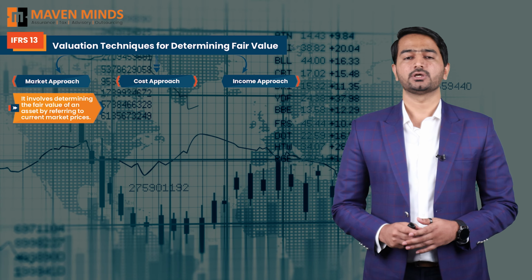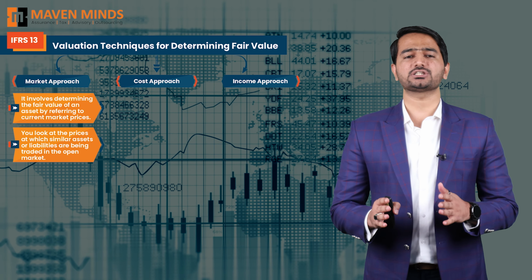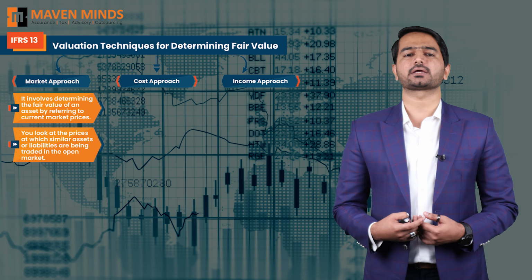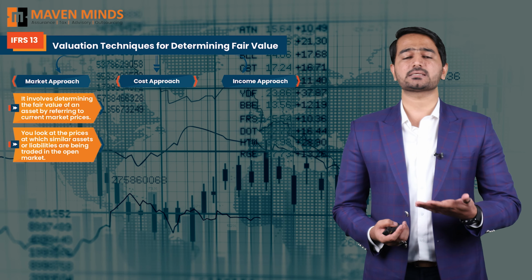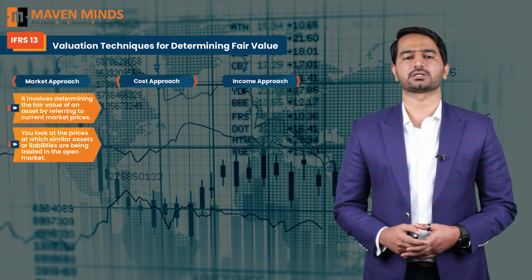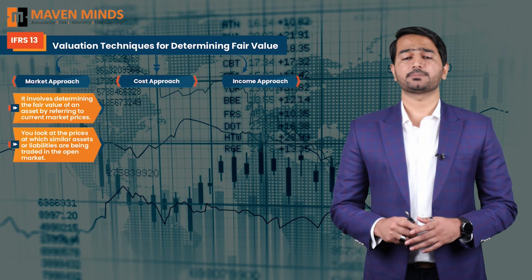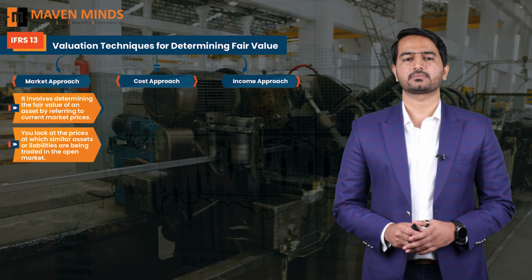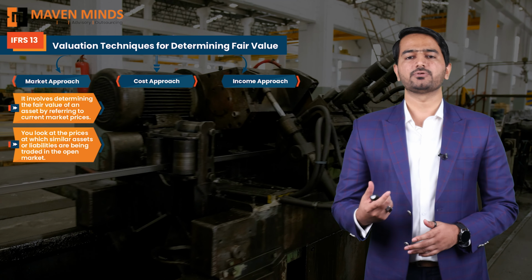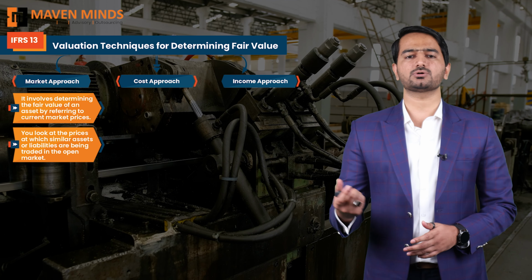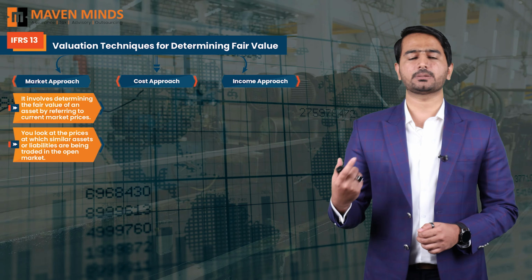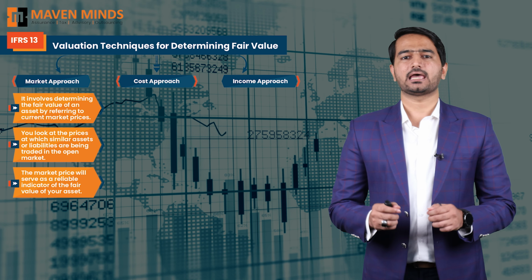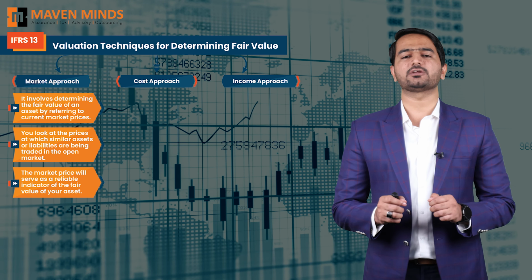In other words, you look at the prices at which similar assets or liabilities are being traded in the open market and use these as a basis for your fair value calculation. For example, suppose you are trying to determine the fair value of a piece of machinery. If there is an active market where similar machinery is being bought and sold, you can directly refer to the prices in that market. The market price will serve as a reliable indicator of the fair value of your asset.